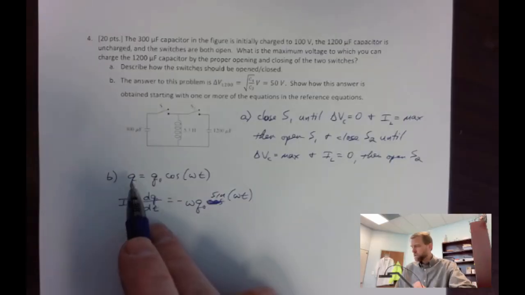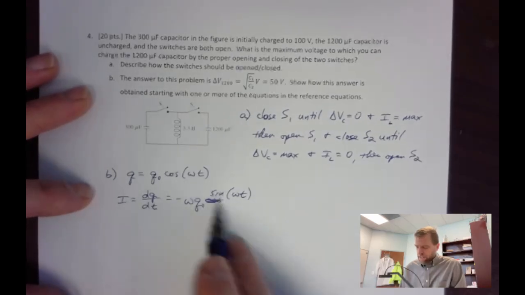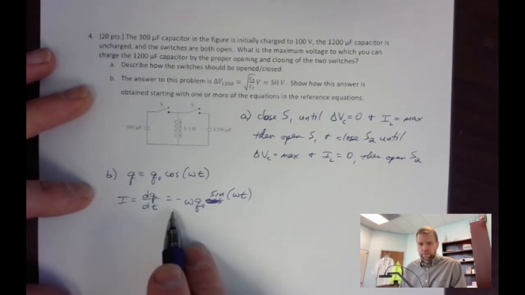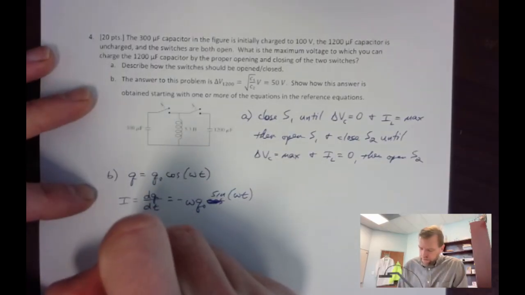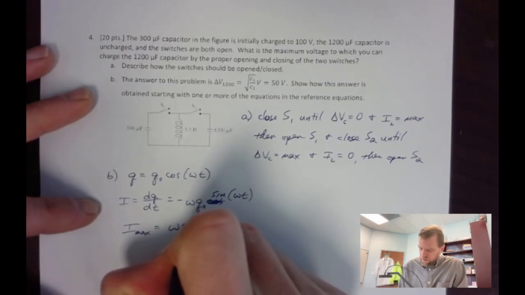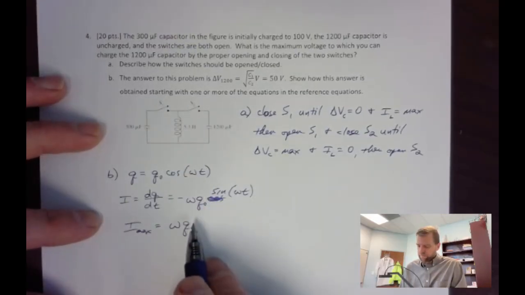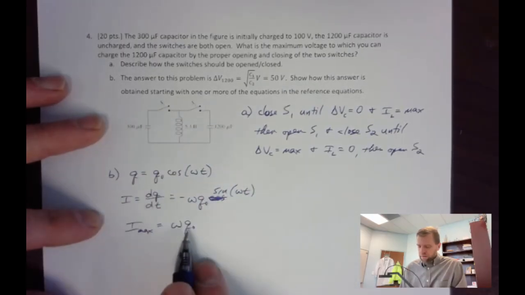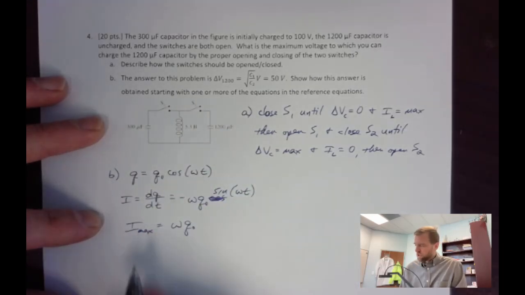So in order to get the maximum of this, the maximum current is going to be when the sine function is, in this case, -1. So I'm just looking for the maximum. So I max is equal to omega q naught, what the starting charge is in the capacitor. All right, so this is going to be the same no matter which side we're going to. Either q naught is here or over here. So we're just transferring the charge from one to the other.